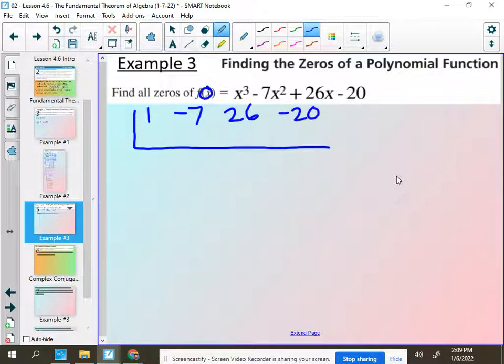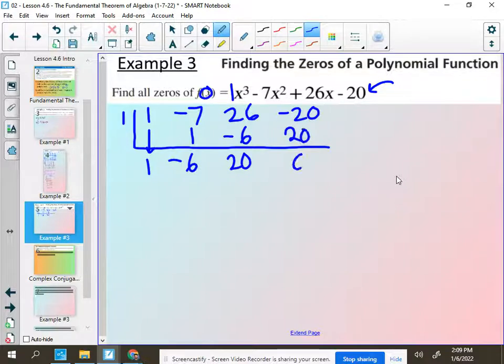Right, I didn't miss any. They're all there, accounted for. And we're just starting with positive, negative factors of 20 over the factors of 1. So here we go. 1 and -1 should always be your first two to start with. Drop down your 1. And then get it rolling. 1 times 1 is 1. Add them up, -6. 1 times -6 is -6. Positive 20. 1 times 20 is 20.